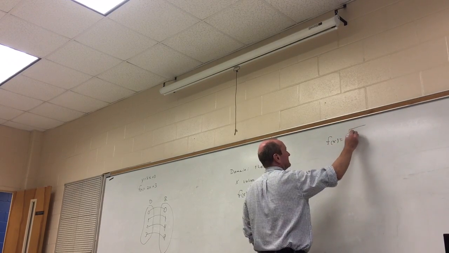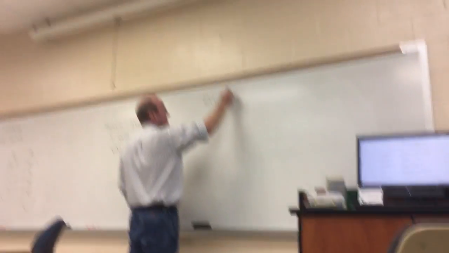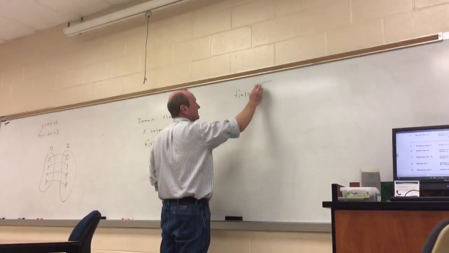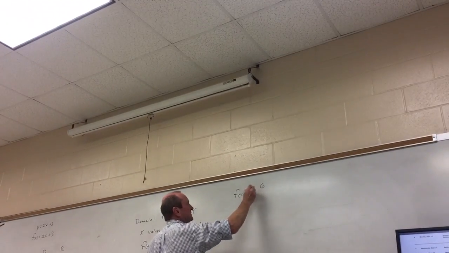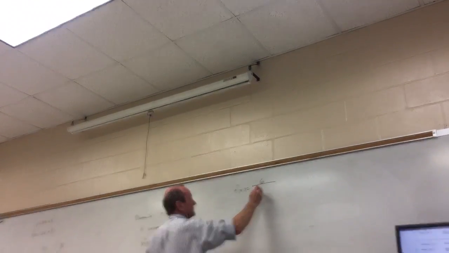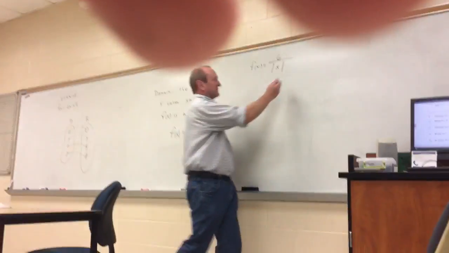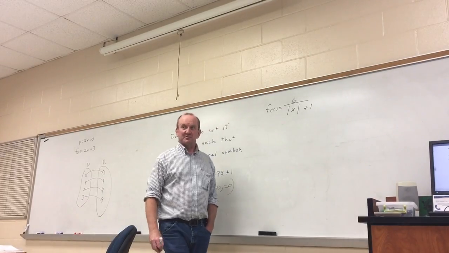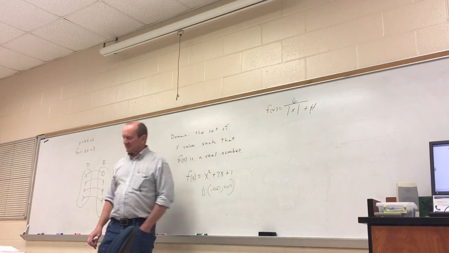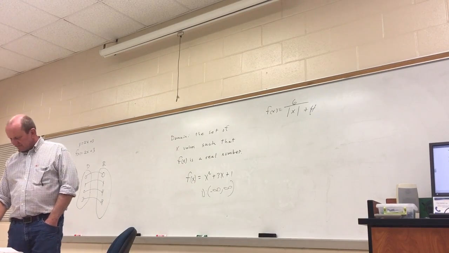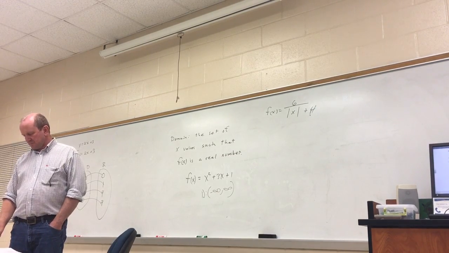Yeah, this is what happens. 6 over the absolute value of x plus 4. So I'd say f of x equals 6 over the absolute value of x plus 4. Okay, so what can go wrong with this one then? I'm not taking any roots, so that's out. You're just looking at the x, you don't have to worry about the 6 and the 4.